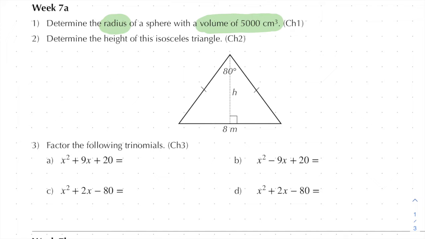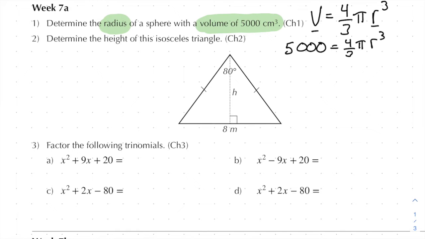All right, we have a formula that relates the volume of a sphere to the radius. And this is the formula right here. Volume is equal to 4/3 times pi times the radius cubed. You should have that written down. The volume we know is 5,000 centimeters cubed, and we are trying to calculate the radius. So let's fill in our variables. 5,000 is equal to 4/3 times pi times the radius cubed.